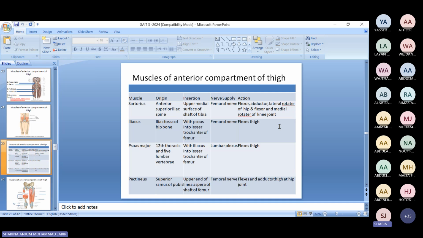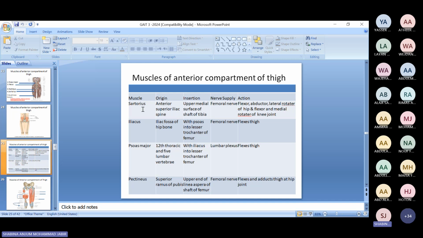So we will see the iliacus, which is also a short muscle coming from the iliac fossa and inserted over the lesser trochanter. Psoas major comes from the thoracic and lumbar vertebrae, and along with the iliacus, it is attached to the lesser trochanter. So they both are responsible for flexion of the thigh.